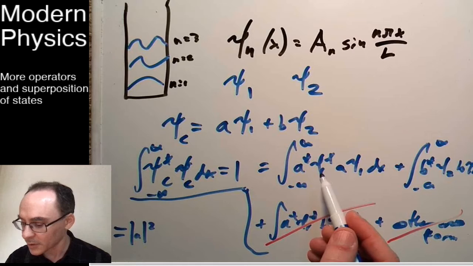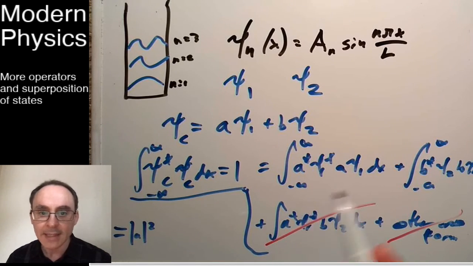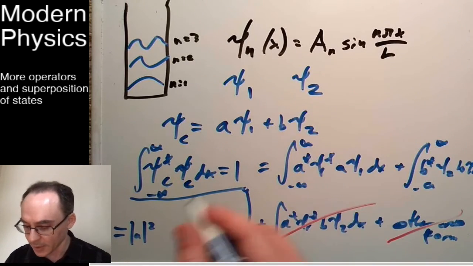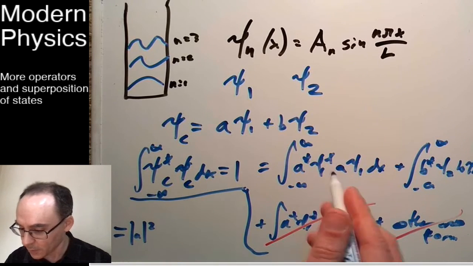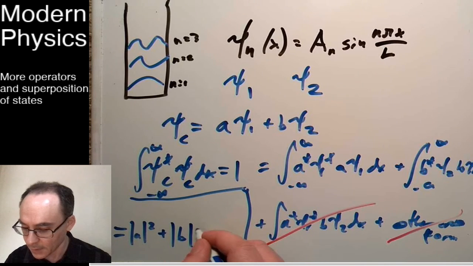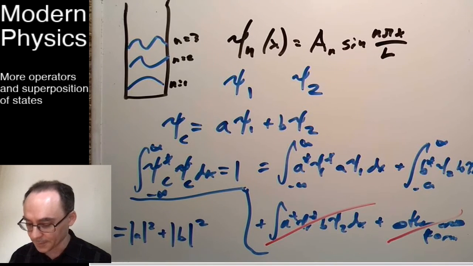What's left in the integral is just the integral of psi 1 star times psi 1. But if that state's normalized, if that wave function is normalized, which it should be, which we've done, then that is just equal to 1. So that integral just goes to 1, and all I get left out here is the absolute value squared of a, and then this term similarly gives me the absolute value squared of b.